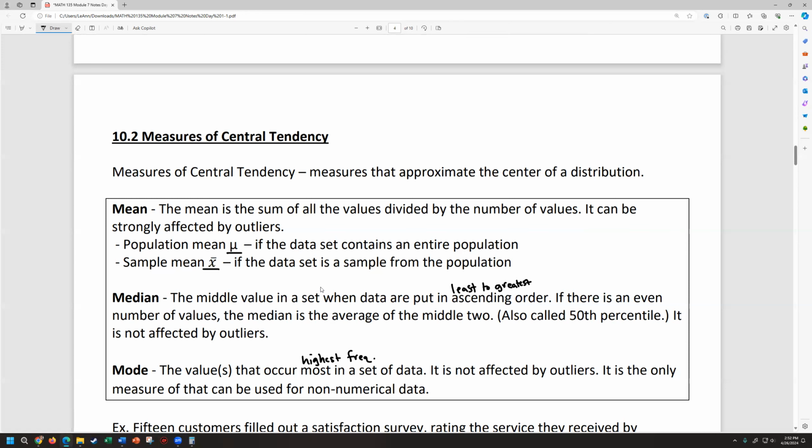It is not affected by outliers either. It is the only measure that can be used for non-numerical data. So there's one specific homework question that talks about colors of cars. You'll see it when you do your homework.